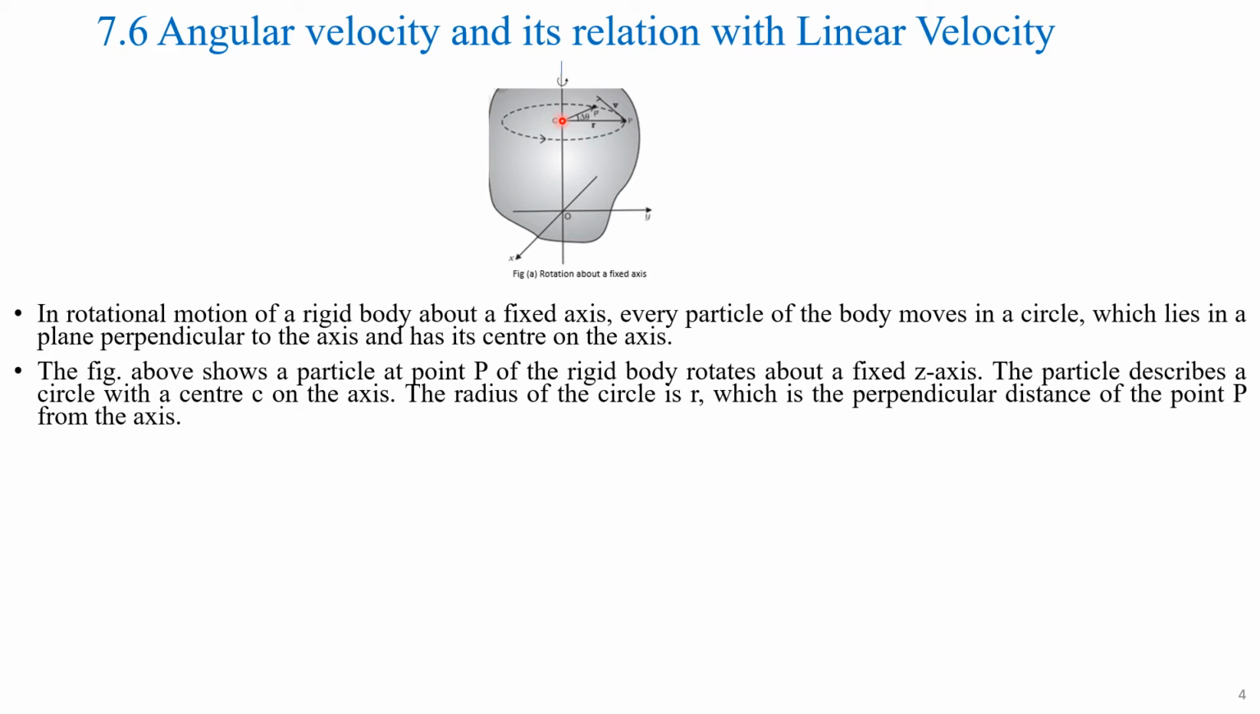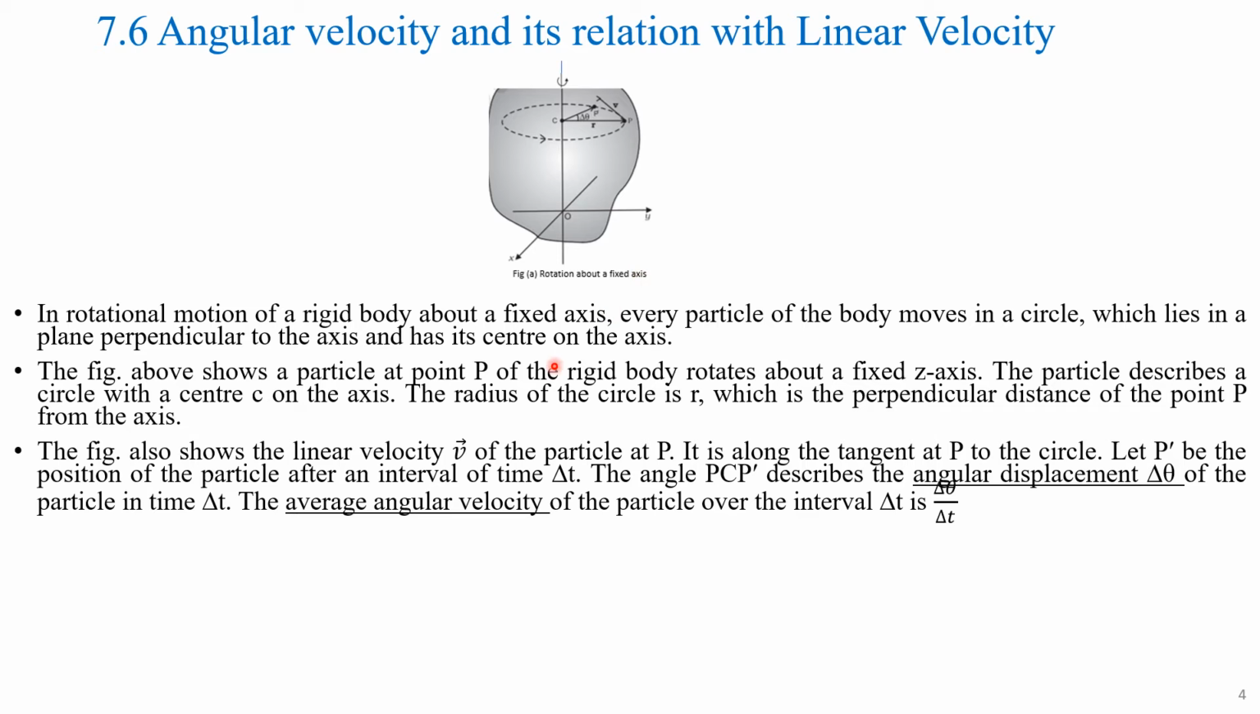Then you select any center of the circle C and select a point P at a distance R from the center C. The C is on the Z axis, and mark a circle. This is the circular motion of the particle. The tangent at this point P is the linear velocity, and the particle moves from P to P dash, making an angle delta theta for a rotation during delta t. The figure shows the linear velocity vector v of a particle at P. It is along the tangent at P of the circle.